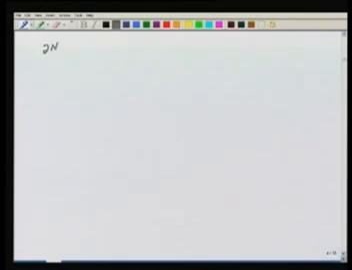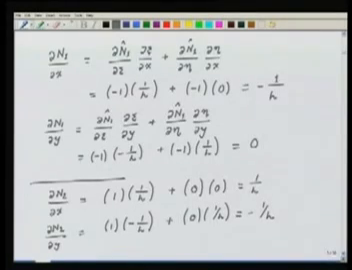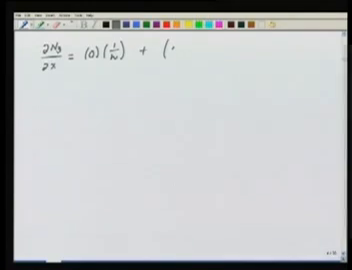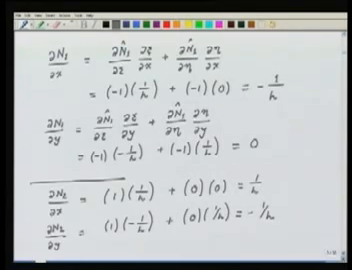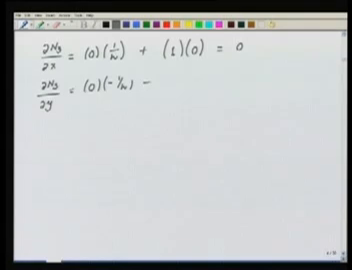Del n3 del x is equal to del n3 del psi, where del n3 del psi is actually 0 because n3 is eta. Okay, so we have del n3 del psi, which is 0, into del psi del x, which is 1 by h, plus del n3 del eta, which is 1 into del eta del x, 0. So this is going to be 0. Del n3 del y is equal to 0 into del psi del y, which is minus 1 by h, plus del n3 del eta, which is 1 into del eta del y, which is 1 by h. So this becomes 1 by h.